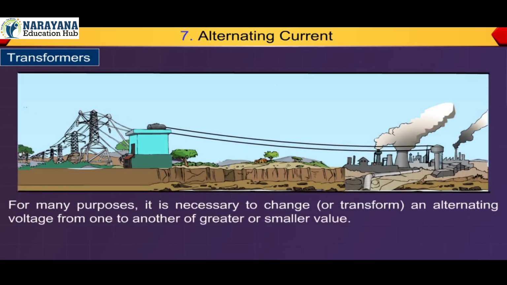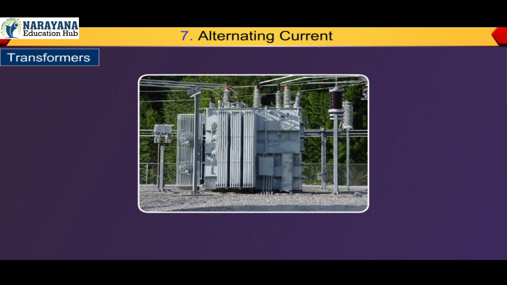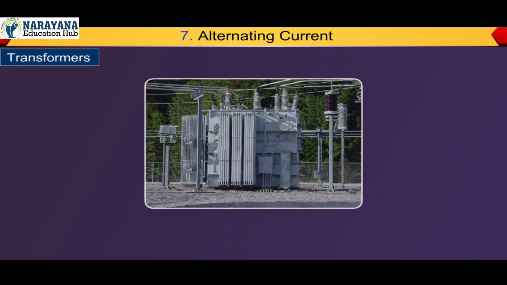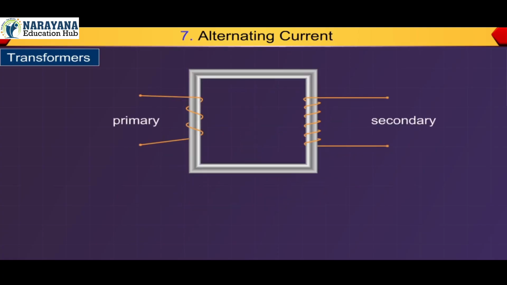Transformers. For many purposes, it is necessary to change or transform an alternating voltage from one to another of greater or smaller value. This is done with a device called a transformer using the principle of mutual induction. A transformer consists of two sets of coils, insulated from each other. They are wound on a soft iron core, either one on top of the other as in the figure, or on separate limbs of the core as in the figure.